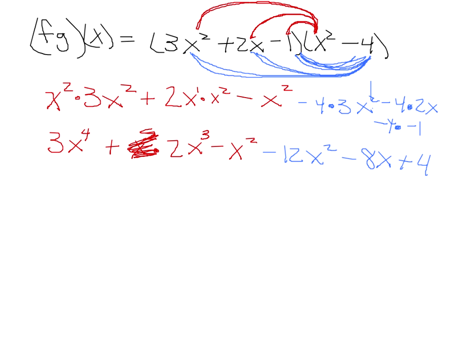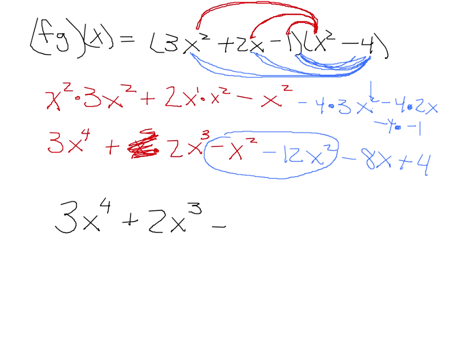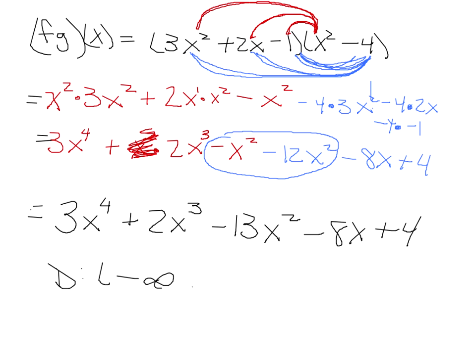And we only have two like terms, and that's minus x squared minus 12x squared. So I get my final answer. My simplified answer is 3x to the 4th plus 2x cubed minus 13x squared minus 8x plus 4. And my domain is the same as the previous two examples.